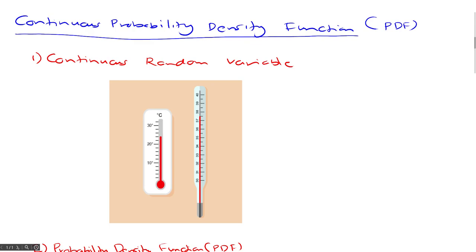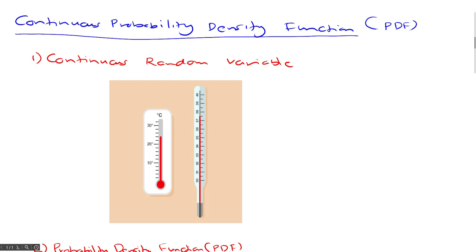Today, we're diving deep into a key concept in probability and statistics, the continuous probability density function, or PDF for short. Whether you're studying statistics, ML, or just curious about the topic, this video will break it down step by step so that it's crystal clear. So, let's get started.